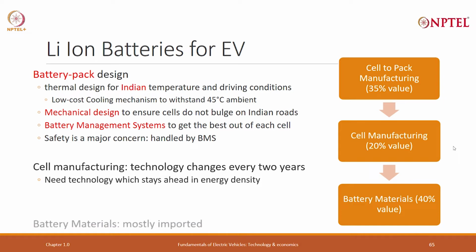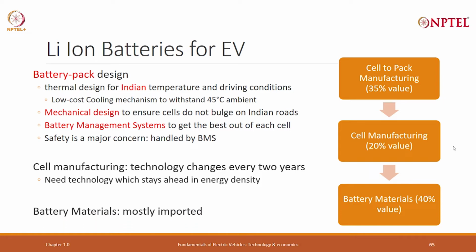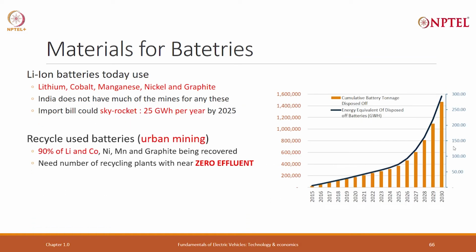The third is materials, which is mostly important. This is the question that was asked: 40% of the value of the battery you are going to import. This is where we started working. A lot of material is used: lithium, manganese, cobalt, nickel and graphite, sometimes iron and phosphate. India does not have many mines for this. The import bill could skyrocket, because we are going to hit 25 gigawatt hour, not by 2025, even before that.